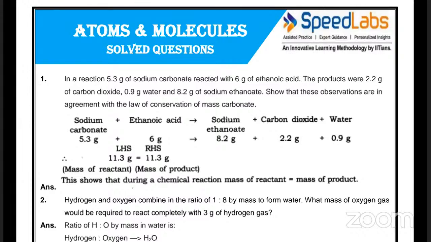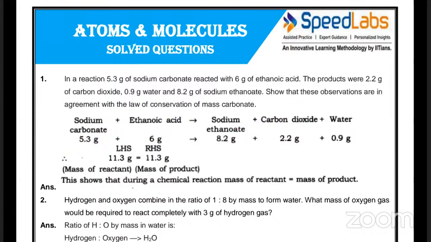Here is the first question. In the reaction, 5.3 gram of sodium carbonate reacted with 6 gram of ethanoic acid. The products were 2.2 gram of carbon dioxide, 0.9 gram of water, and 8.2 gram of ethanoic acid. Show that these observations are in agreement with the law of conservation of mass.